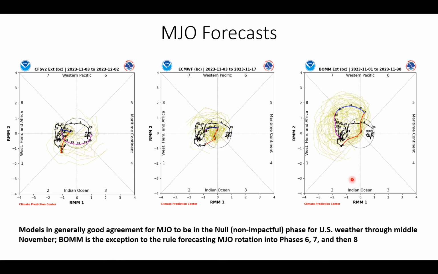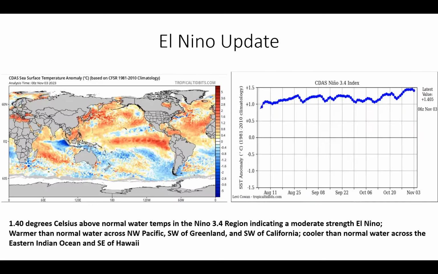Now, this BOM model on the far right is the exception to the rule. It's forecasting the MJO to be a little bit more amplified, greater magnitude, by the time we get to 9, 11, and 13 November in phase 7, where we have convection favored in the Western Pacific, according to BOM, and then rotating into phase 8, back to the Western Hemisphere and Africa. One thing to note of the MJO forecast, look at where each of these models is showing the focus of the MJO phases, in 8 and 1 primarily.